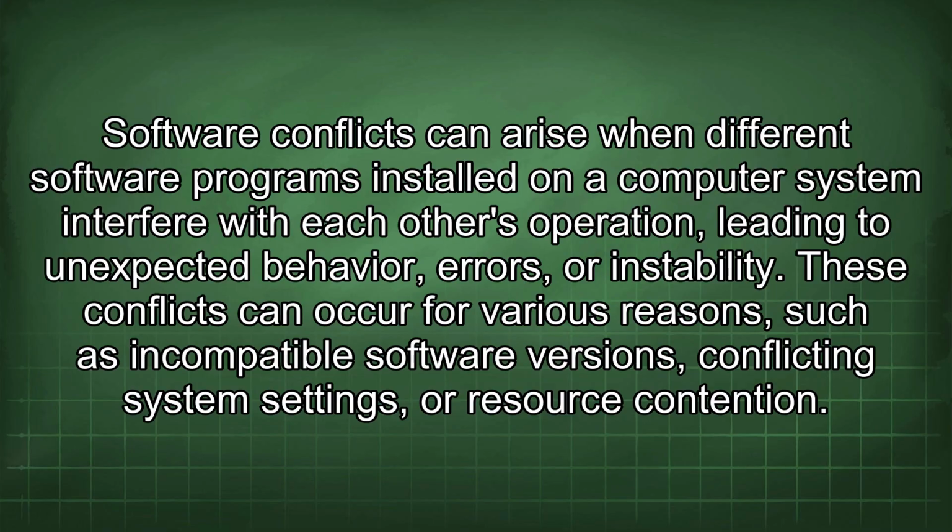Software conflicts can arise when different software programs installed on a computer system interfere with each other's operation, leading to unexpected behavior, errors, or instability. These conflicts can occur for various reasons, such as incompatible software versions, conflicting system settings, or resource contention.